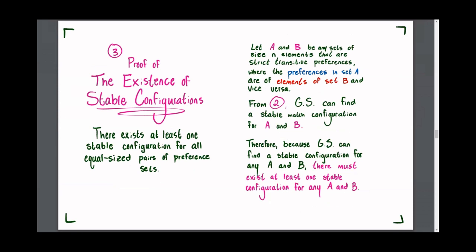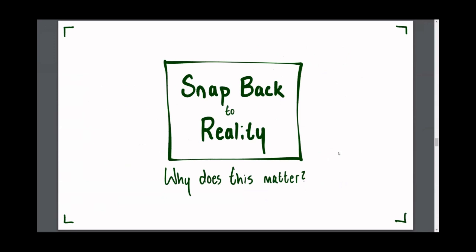And then finally, this is the proof of the existence of a stable configuration. So every single preference set that you can throw at Gale Shapley, no matter the size, will have a stable match. And it's kind of funny, the proof for this one. It's basically, because Gale Shapley will be able to find a stable match for any set of preferences, it means that one must exist for all of them. And so it guarantees that every single configuration will have a stable pairing. So those are the big takeaways from Gale Shapley.